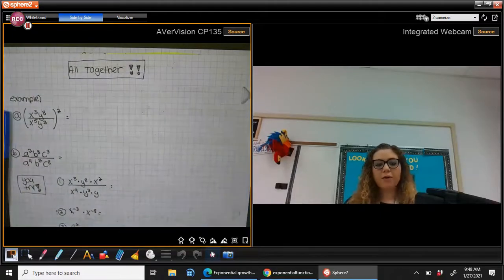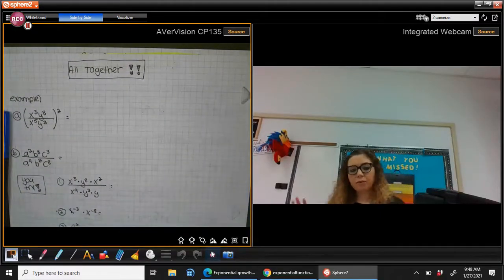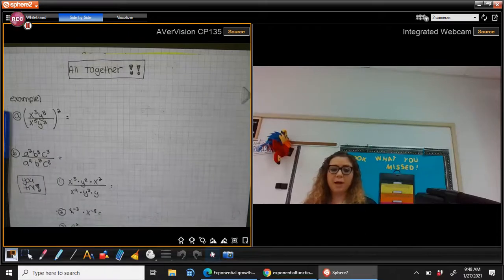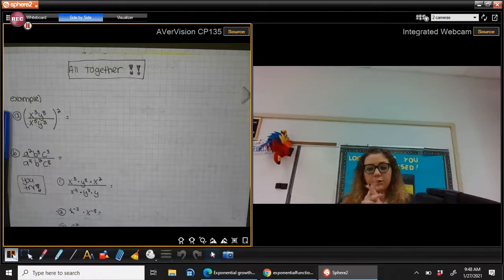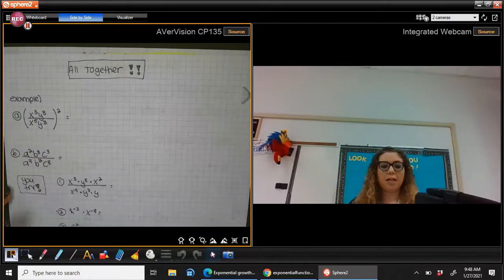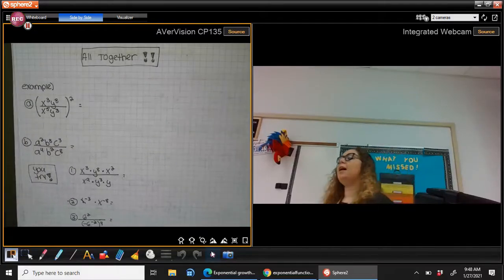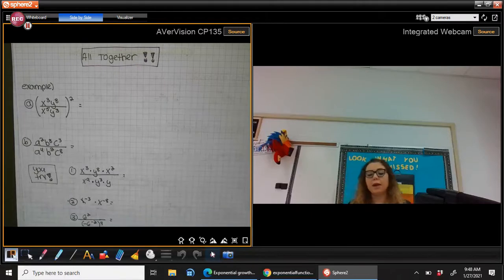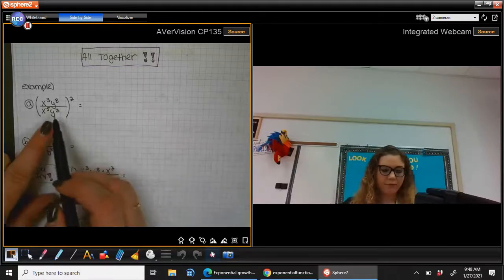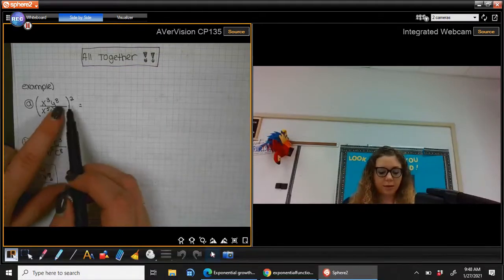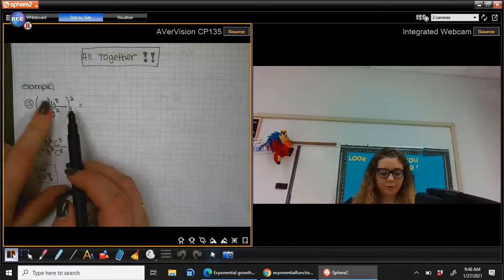So now we've learned about every single exponent rule that we have. Now we're going to put it all together into these problems. They look like a lot, but they're really not if you know the rules. So let's look at A. In A I have all this stuff, this product to a power.